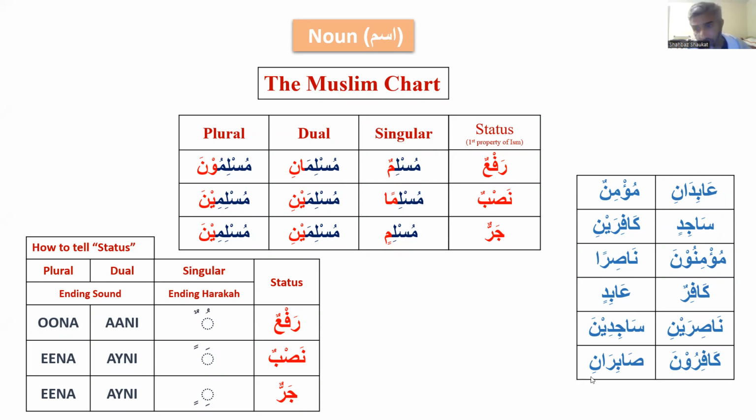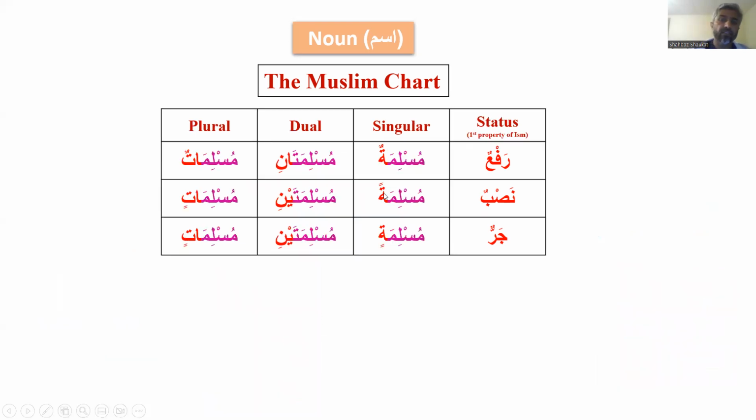Brother Umar Farooq, Sabirani. Sabirani, it's rafa. Okay, why? Because its ending sound is ani and it's in the dual. And rafa. Very good, status. Brother Umar Farooq. Very good. Okay, go to the next part, inshallah.